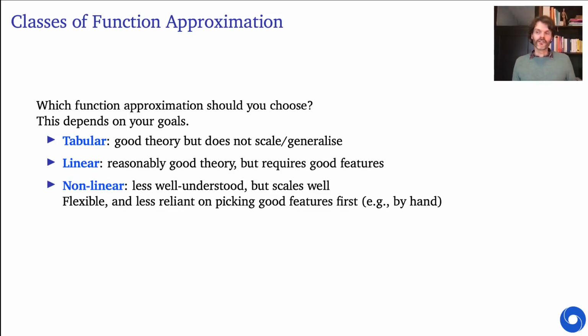And then, of course, there's nonlinear function approximation, which is less well understood, but it scales really well and it tends to work quite well in practice until it doesn't. And then sometimes we don't really understand what's going on in some edge cases. But of course, our experience with this and our understanding of this has been growing quite a lot over the recent years. And it's really flexible. And importantly, it's much less reliant on picking good features by hand. And I personally find this to be a very convincing point and a very good point.